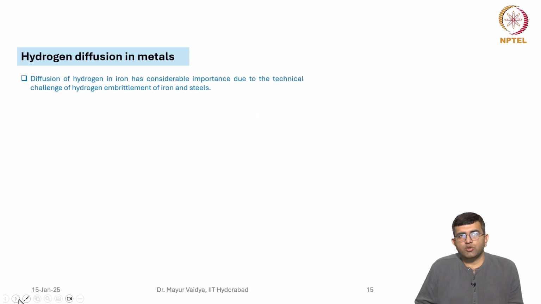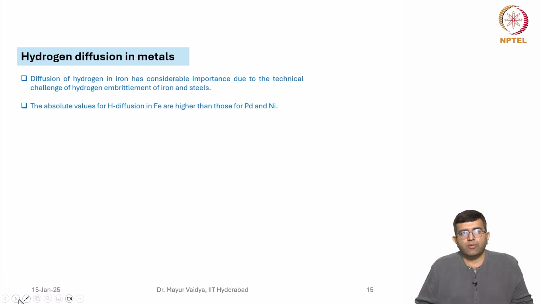Why is the diffusion of hydrogen important, particularly in systems like iron? Because in steel, hydrogen embrittlement is a technical challenge. The diffusion of hydrogen causes embrittlement in iron and steels, and the absolute values of hydrogen diffusion in iron are actually very high. They are higher than those for palladium and nickel.